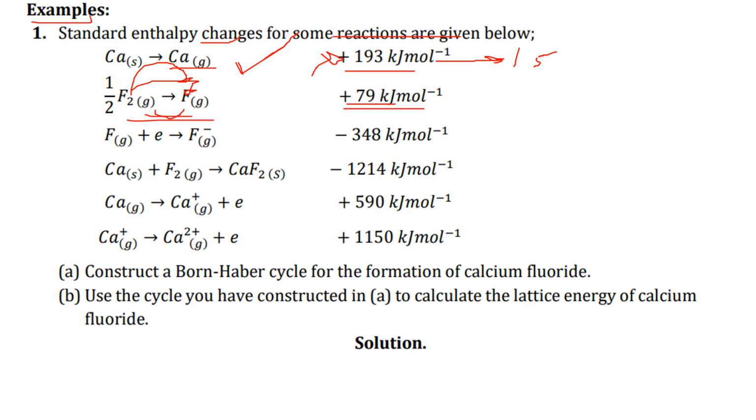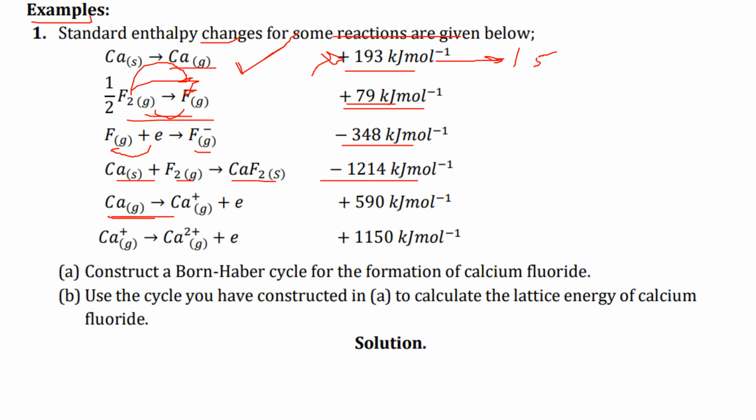And then, when you're adding an electron to a gaseous atom, we call that energy electron affinity. First electron affinity is always negative, so that's why you have negative 348 kilojoules per mole. And then, the reaction between the standard elements gives us what we call the enthalpy of reaction, or overall enthalpy of reaction between the two elements, and it's going to be negative 1214 kilojoules per mole.